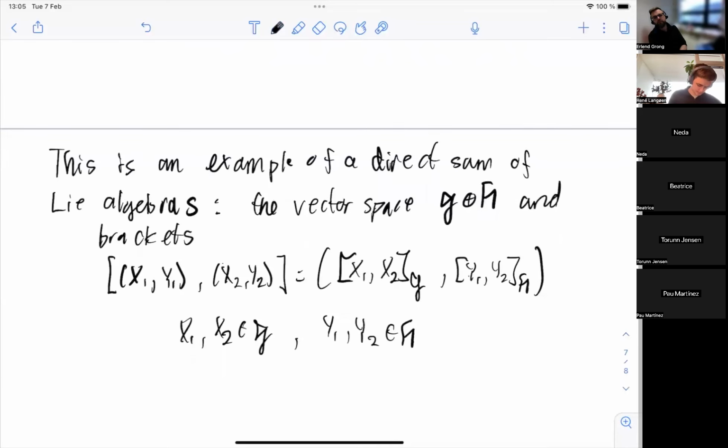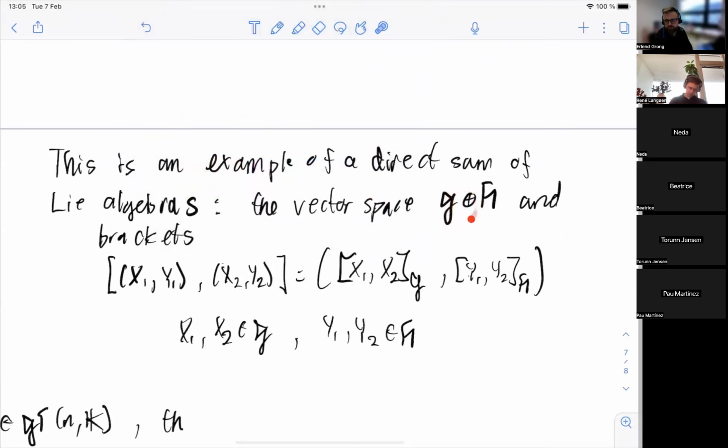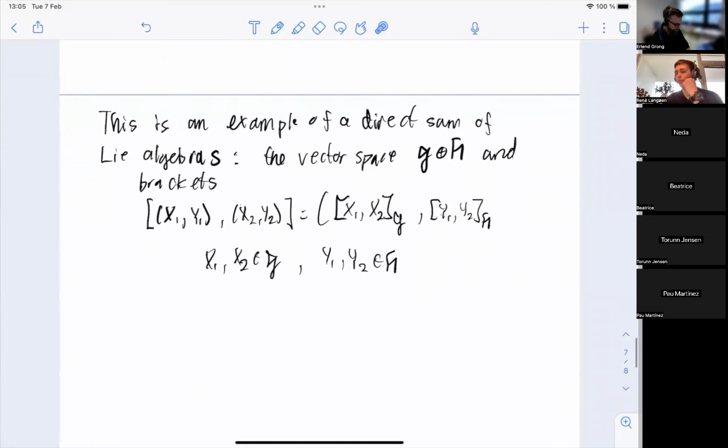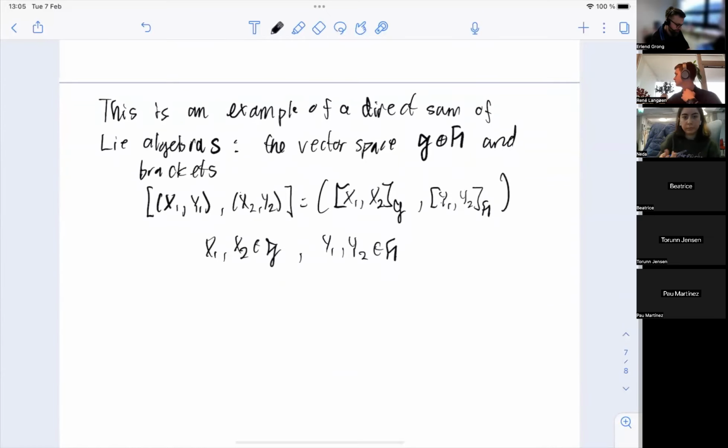So one thing to be careful about is that we use this symbol, direct sum, for direct sum of vector spaces, but sometimes also for this direct sum of the algebras that is meant here. But most of the time, we just mean that they are written like this for vector spaces. So don't assume that if you see something like this, the brackets are given as this, unless it's mentioned explicitly.